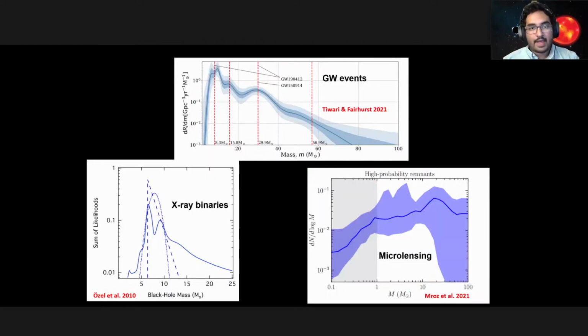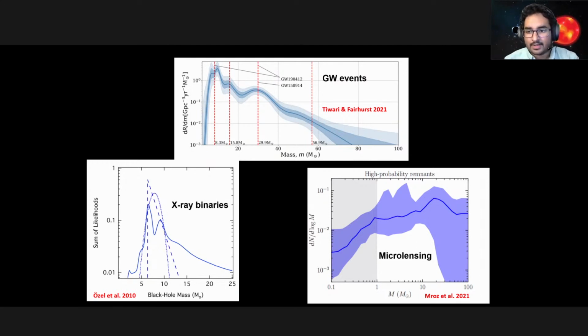Here, I visualize the mass distributions inferred using three methods: gravitational wave events, X-ray binaries, and microlensing. The top panel from Tiwari and Fairhurst shows the component mass distribution from gravitational wave events. Here, they find an excess of black holes at masses of about 9, 16, 30, and 57 solar masses. The bottom panel from Ozel et al. shows the mass distribution of X-ray binaries. Here, they find a strong peak at about 8 solar masses, and they also noted a dearth of black holes less massive than about 5 solar masses.